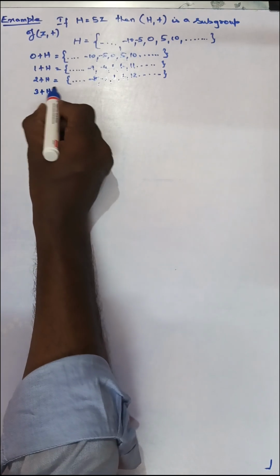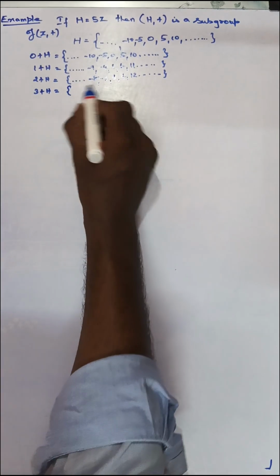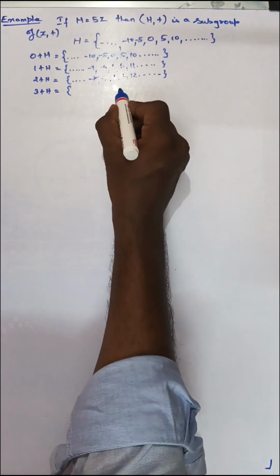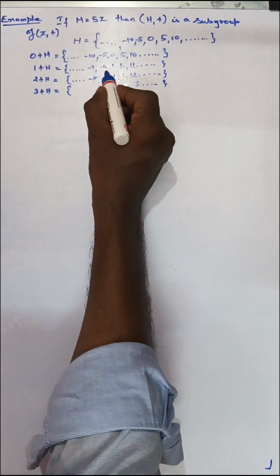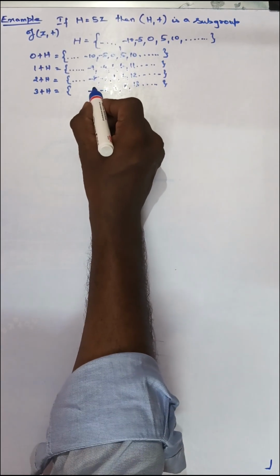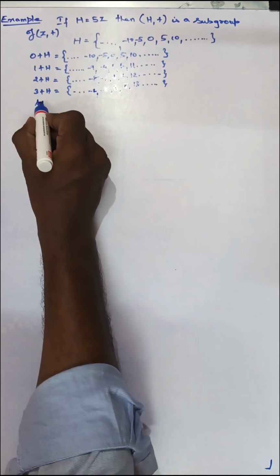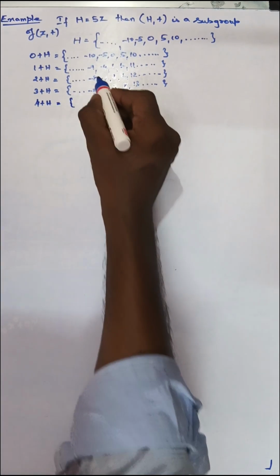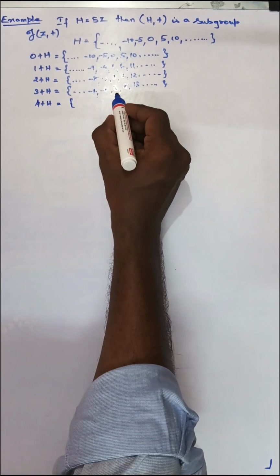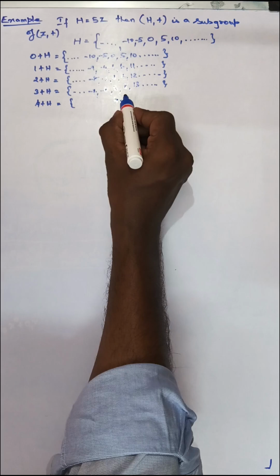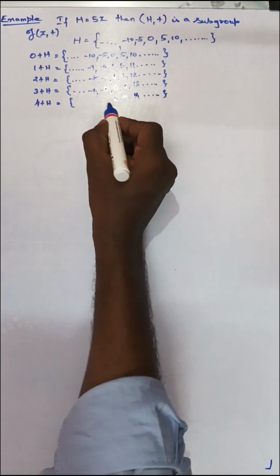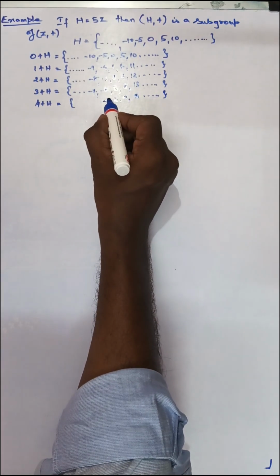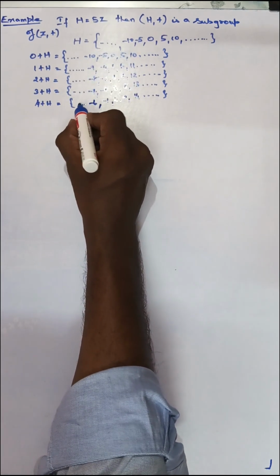3 plus H, what will we get? Add 3 with H, so that is 3, 8, 13 up to etc. And the other side it's going to be minus 2, minus 7 up to etc. 4 plus H, if you add 4 with this, you will get 4, then 9, then 14 up to etc. On the other side it is going to be minus 1, right? 4 minus 5 is minus 1, 4 minus 10 is minus 6, up to etc.